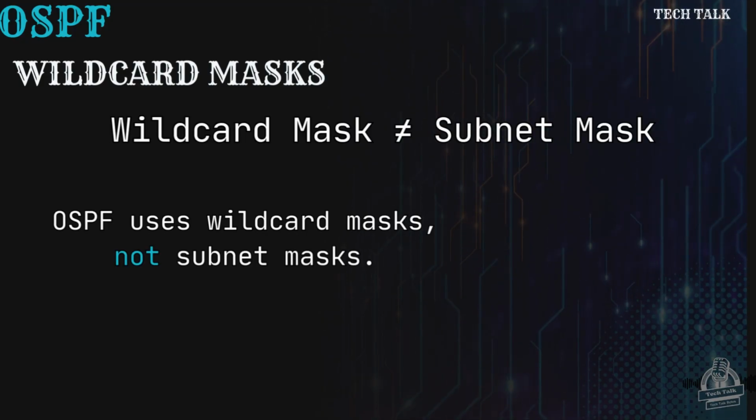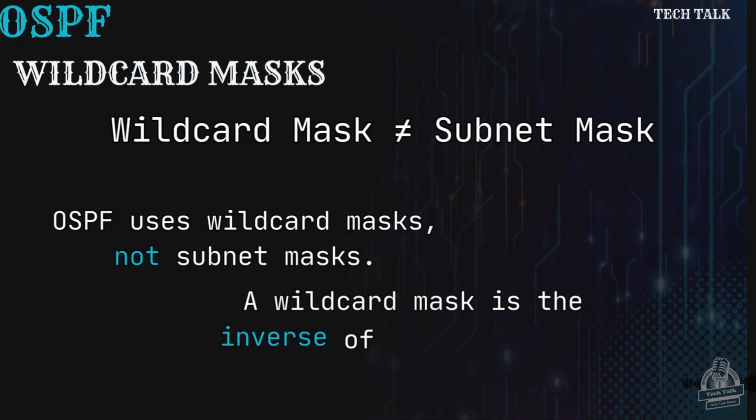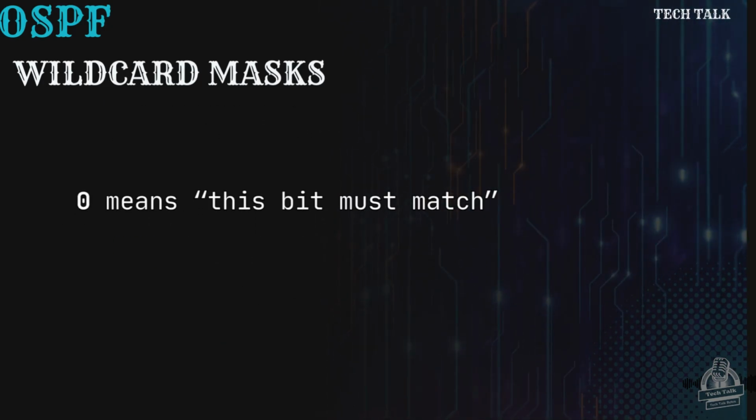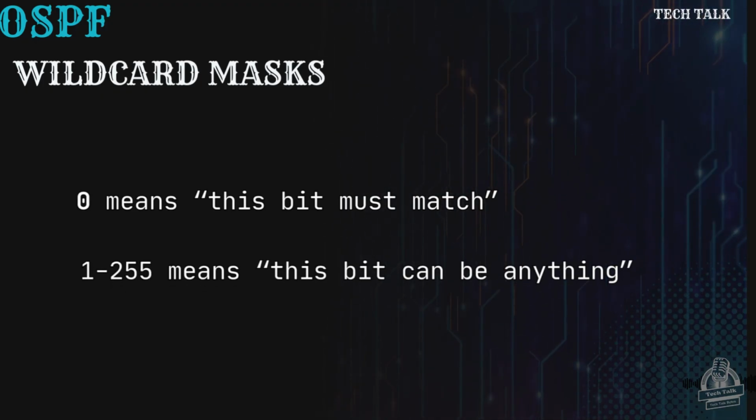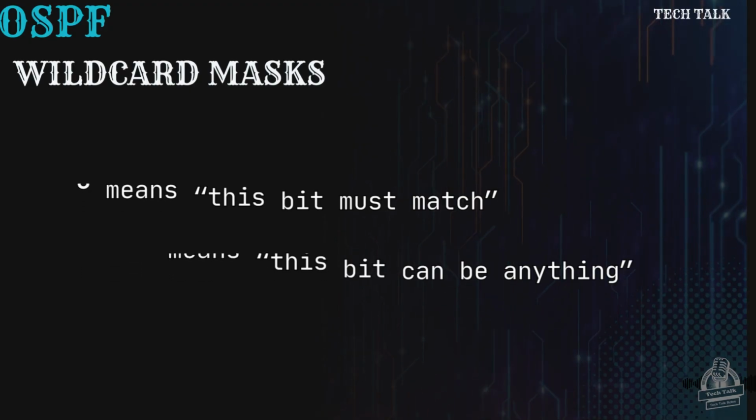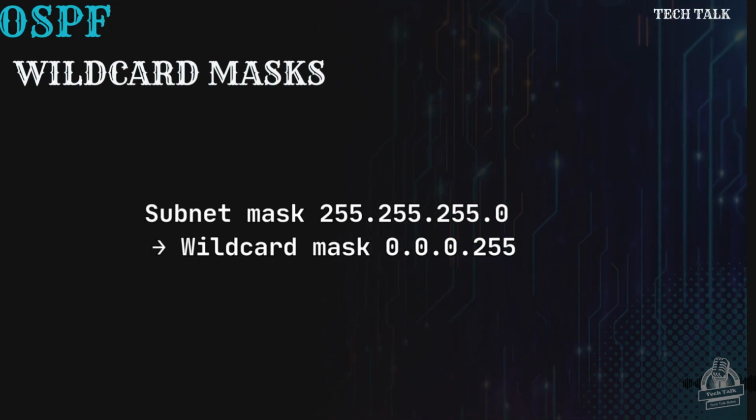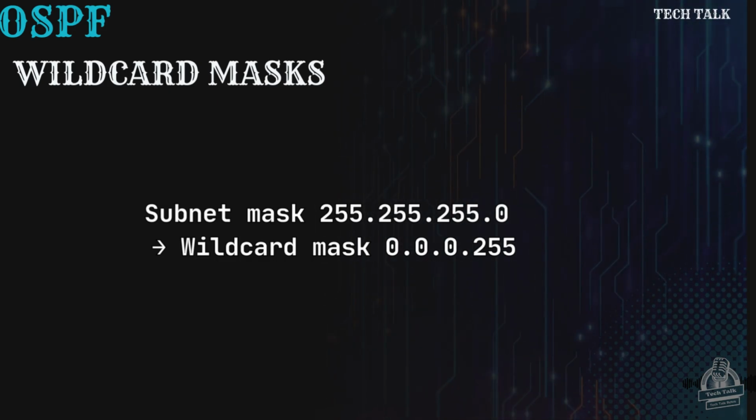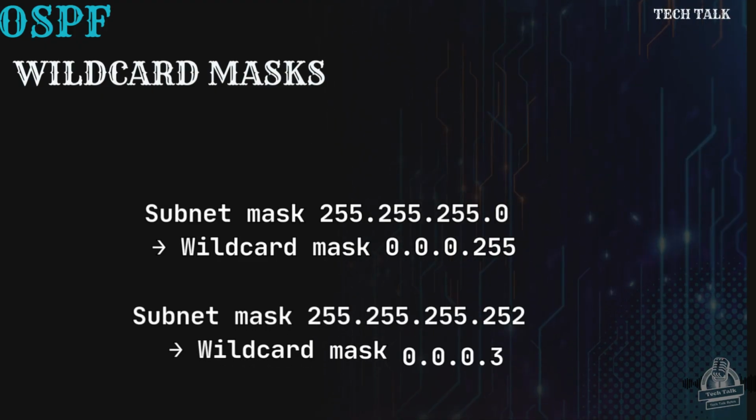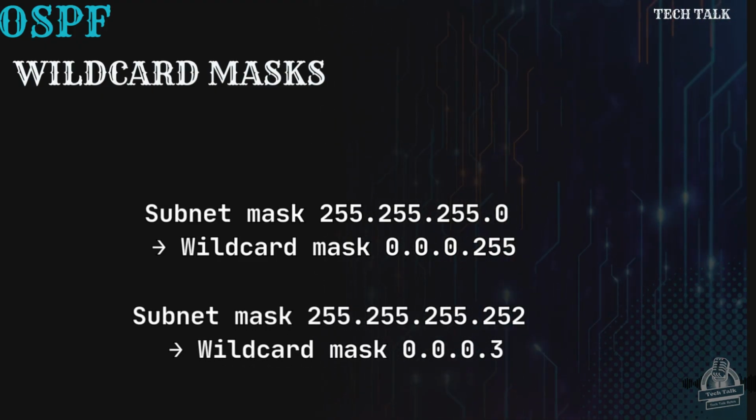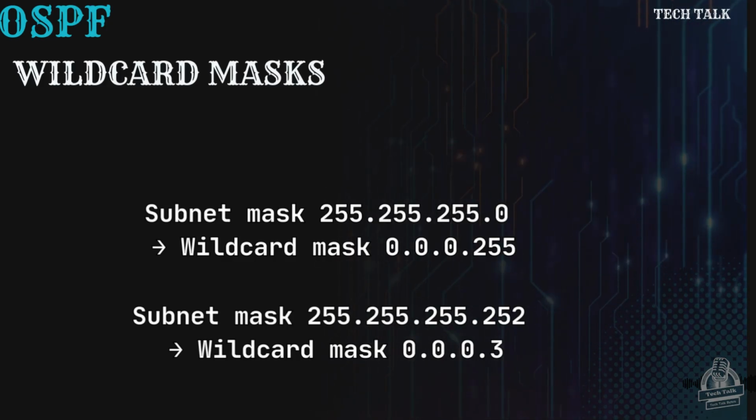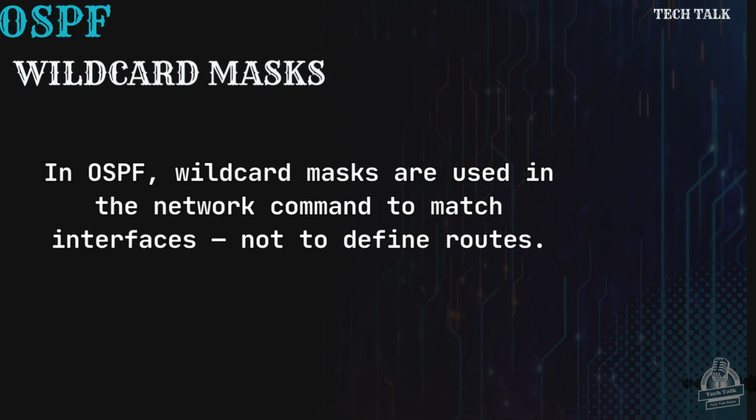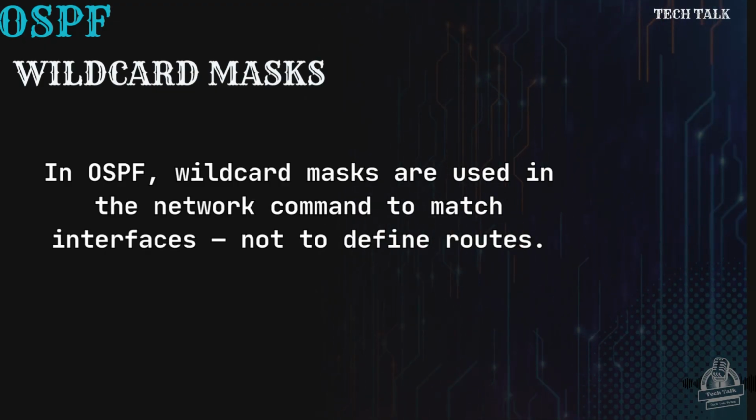OSPF uses wildcard masks, not subnet masks. A wildcard mask is the inverse of a subnet mask. Here's how to think about it. 0 means this bit must match. 1 to 255 means this bit can be anything. For example, if you have a subnet mask of 255.255.255.0, your wildcard mask would be 0.0.0.255. If you have a subnet mask 255.255.255.252, your wildcard mask is 0.0.0.3. In OSPF, wildcard masks are used in the network command to match interfaces, not to define routes.